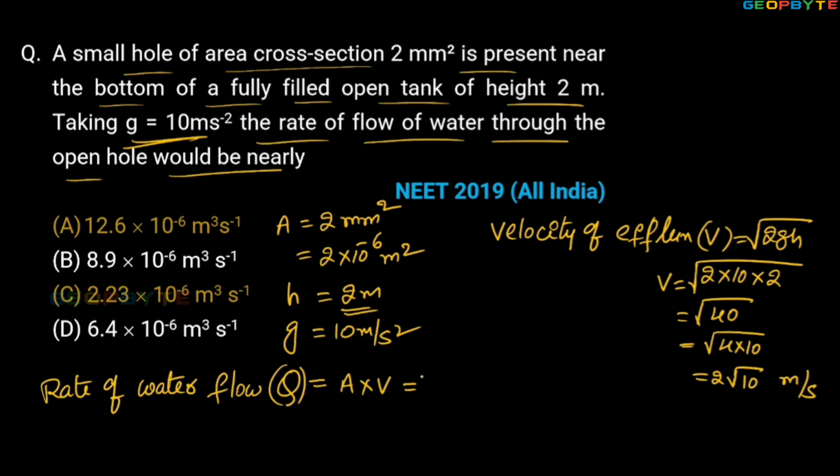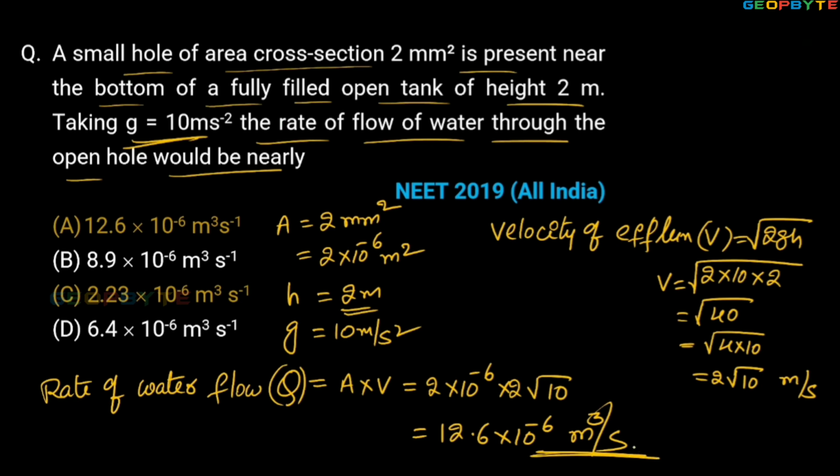Okay, it is equal to area, 2 into 10 power minus 6, into the velocity 2 into root 10. Simplified, we get 12.6 into 10 power minus 6 meter cube per second. That is the rate of flow of water. It is also called discharge. Look at option A. Option A is absolutely correct. Are you following clearly? Yes.